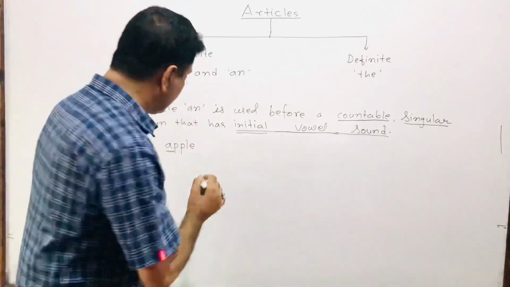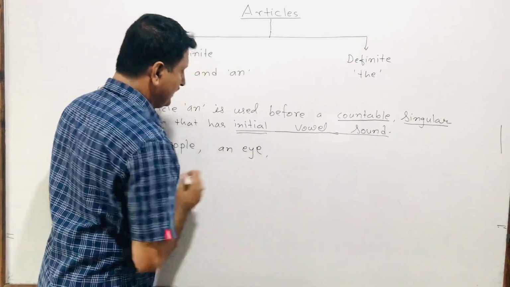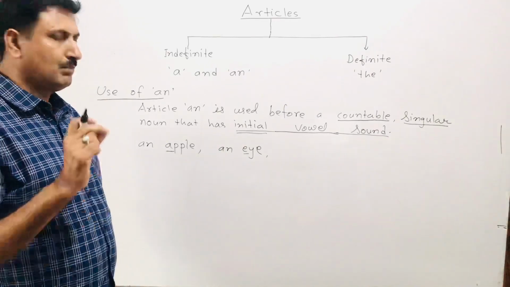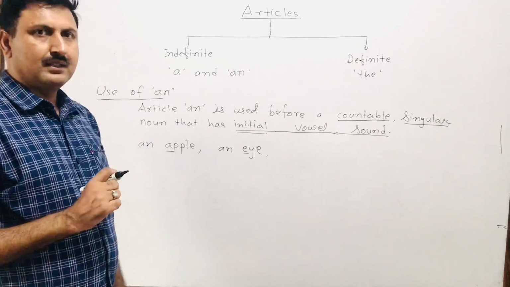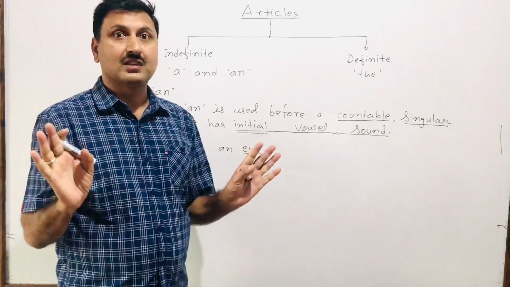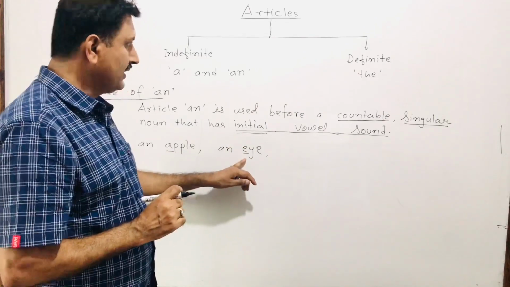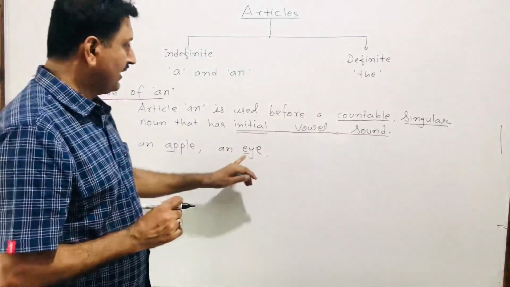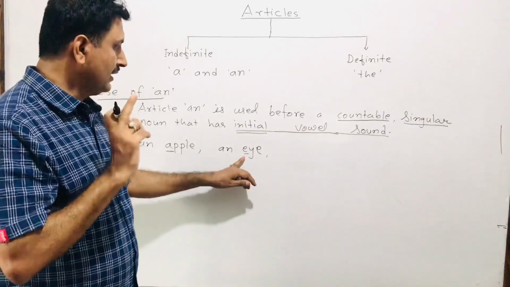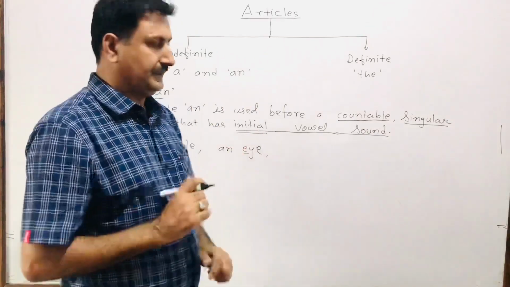An eye, we can write eye, I. A vowel sound is there at the beginning. An eye, 2 eyes, countable. It is countable and it is only one. We are talking about only one eye. That is why we can say an eye.